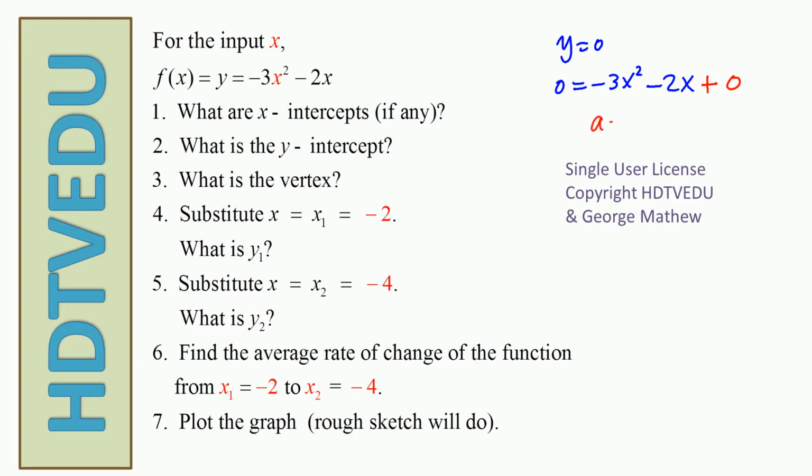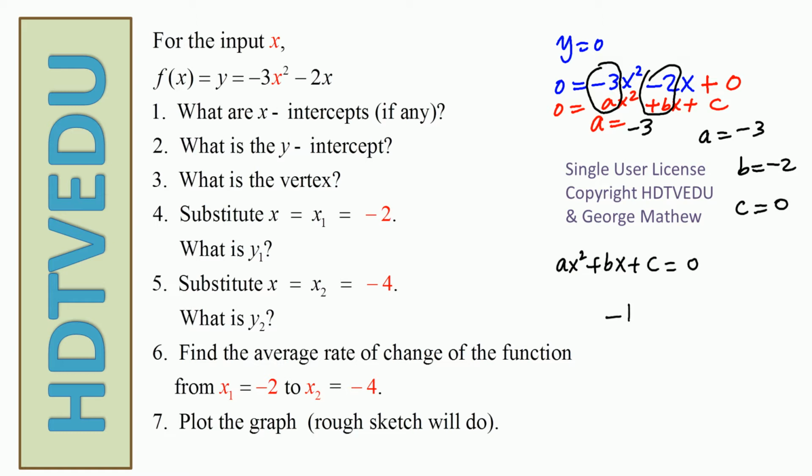So immediately you see that, if you compare this with ax squared plus bx plus c, a is equal to negative 3. So a equals negative 3. What is b? Negative 2. So b is negative 2. And what is c? 0. So once you have a, b, and c, you know the solutions: negative b plus or minus square root of b squared minus 4ac, the whole thing divided by 2a.